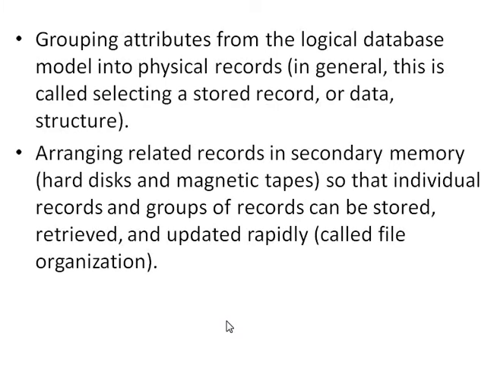Arranging related records in secondary memory. So this has to be stored in the secondary memory, hard disk and magnetic tapes, because this database has to be stored in the permanent storage space. Memory is not sufficient, so you need a permanent storage space, hard disk or magnetic tape, where he can store the data for retrieval, updation and storage purpose.